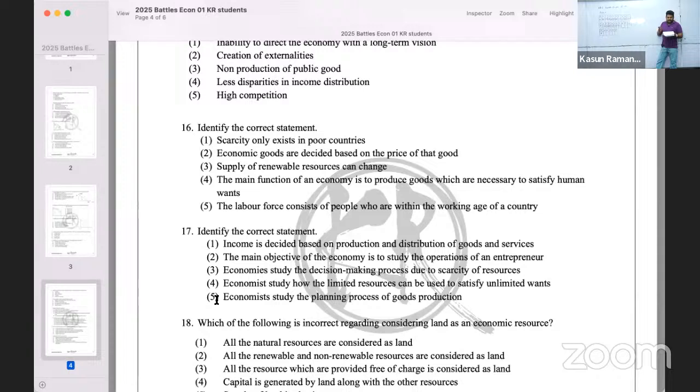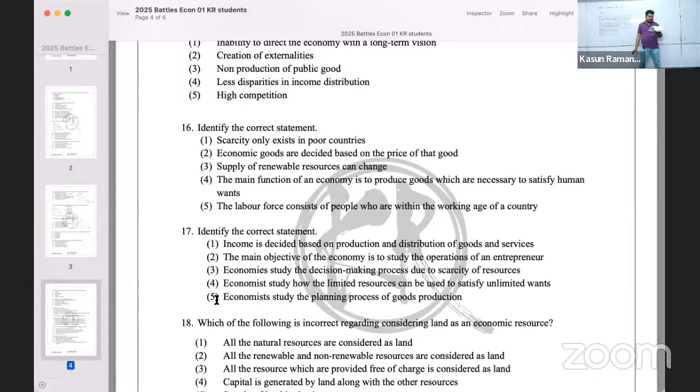Right. Question number 18. Which of the following is correct regarding considering land as an economic resource? As an economic resource. Here it is. Okay, we will discuss one by one. All natural resources are considered as land. That is correct. Second one, all renewable and non-renewable resources are considered as land. Yes, land or natural resources are divided into two, called renewable resources and non-renewable resources. That is also correct.